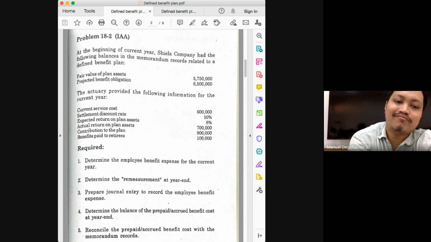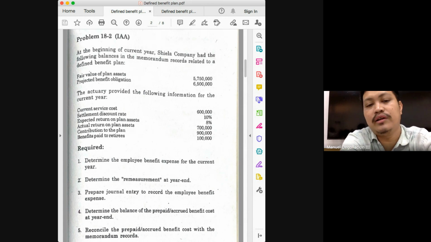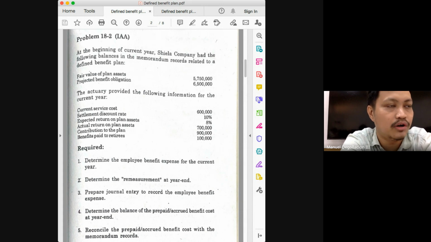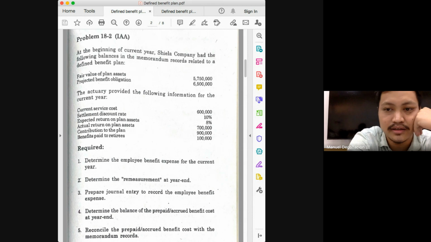Next, remeasurement. What are the three sources of your remeasurement? It's very similar to your net interest. What are the subcomponents of your net interest? Interest expense on PBO, interest income on FVPA, and interest on the effect of your asset ceiling. Similarly, your remeasurements will come from those three: remeasurement gains or losses from your PBO, remeasurement gains or losses from your FVPA, and remeasurement gain or loss from the effect on the change of your asset ceiling. Okay, and you look for those three.